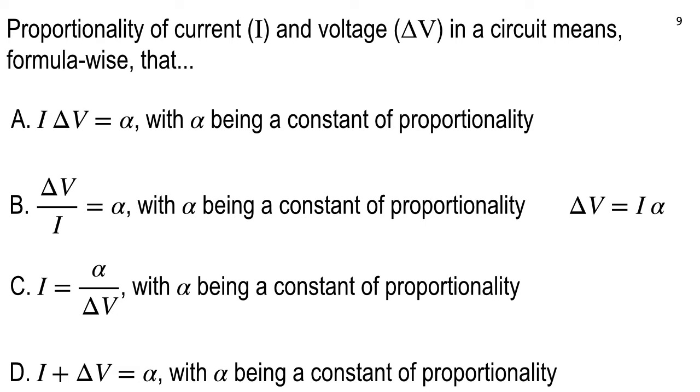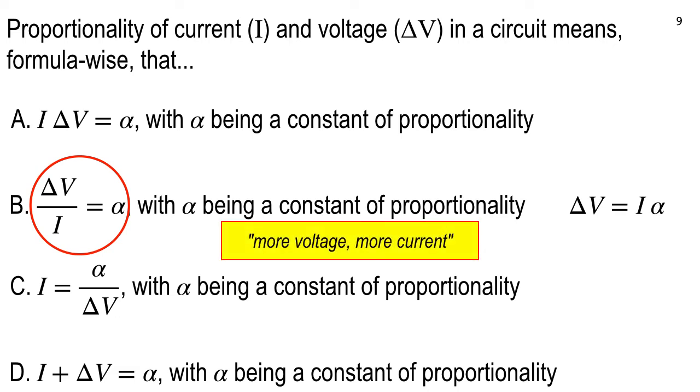And here's why. If you cross multiply I, current I, to the right hand side, you get delta V equals I alpha. All right, so that's a proportionality statement. So this is the correct answer here. Basically what it means, in colloquial terms, is the more voltage, the more current. You want a lot of current? Get some big batteries. If you don't need much current, small batteries are fine.